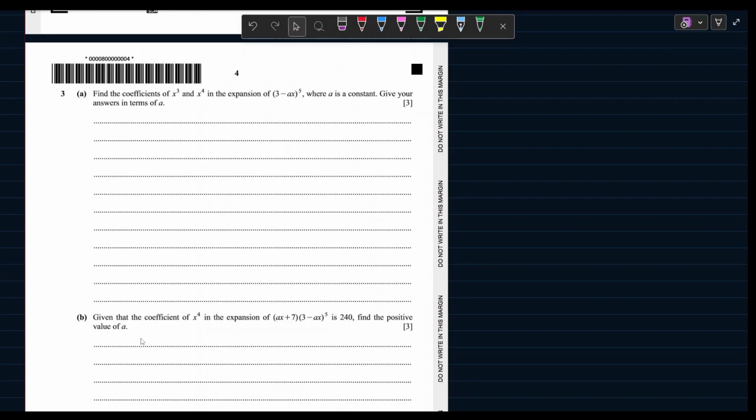Number 3, part A. Find the coefficients of x cubed and x to the 4 in the expansion of 3 minus ax, where a is a constant. Give your answers in terms of a. Okay, so let's start with the term in x cubed. If we want to find any term from the expansion of something of the form a plus b to the power n, it's going to be n choose r times a to the power n minus r, times b to the power r. In this case, we know that our n is 5.